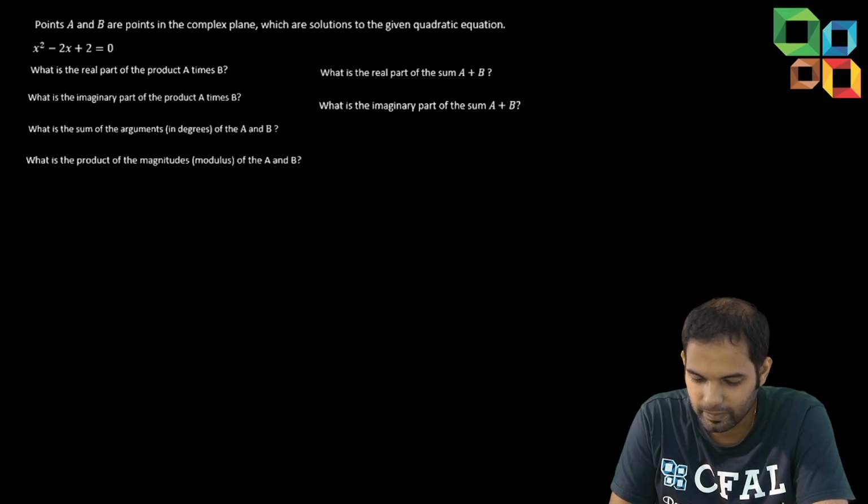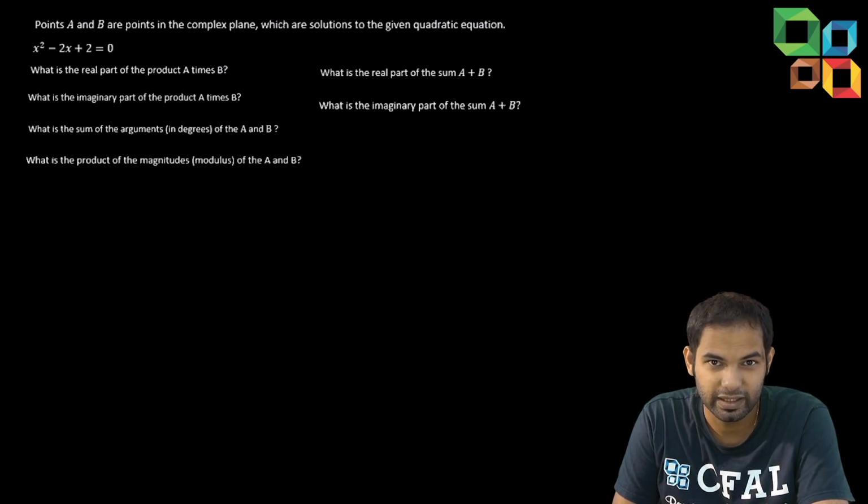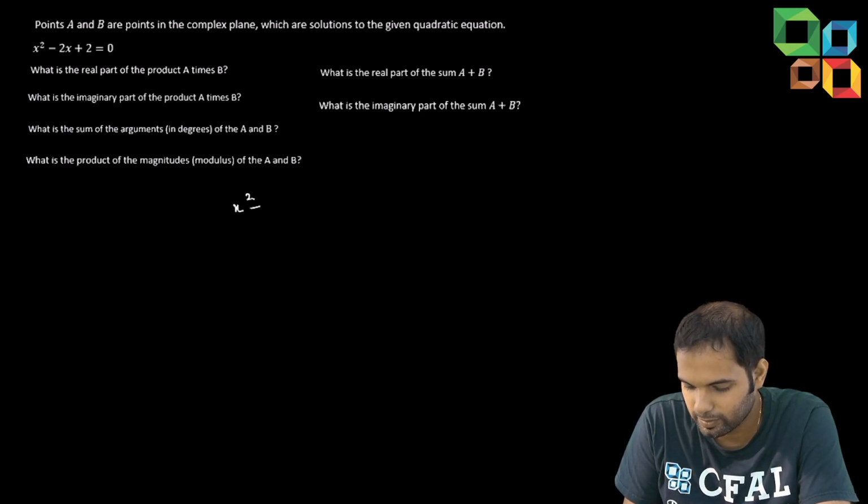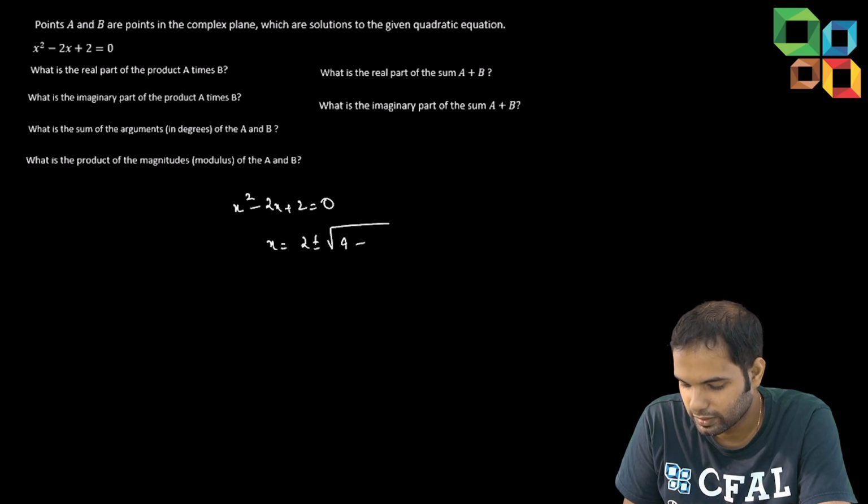Now A and B are points in the complex plane, which are solutions to this quadratic equation. We don't really have to find A and B, as they have asked multiple things after that, but let's find out what A and B are anyway. So x square minus 2x plus 2 is the quadratic equation. We can use the formula: 2 plus or minus root of 4 minus 4 into 2, which is 8, by 2. So this is 2 plus or minus root of minus 4, by 2.